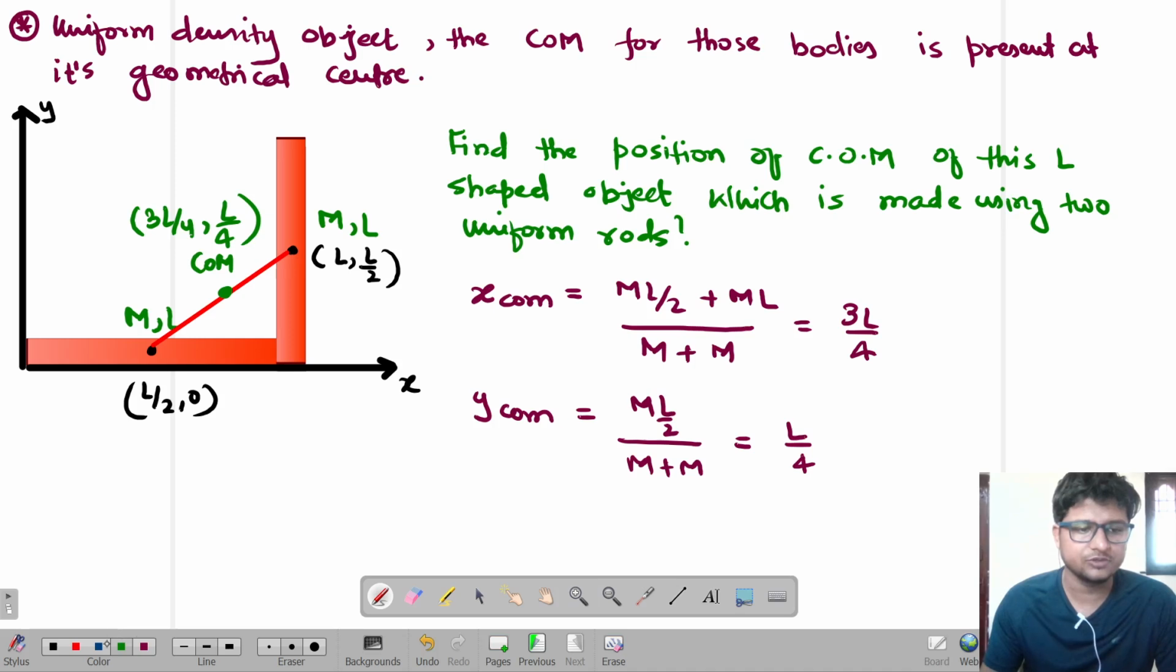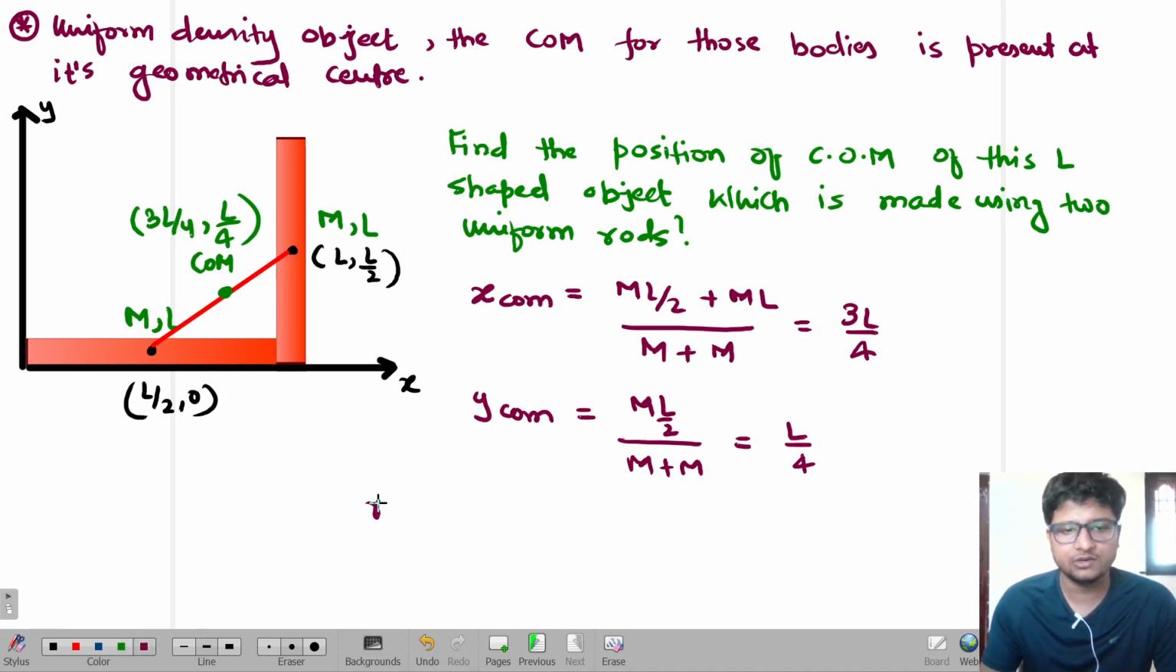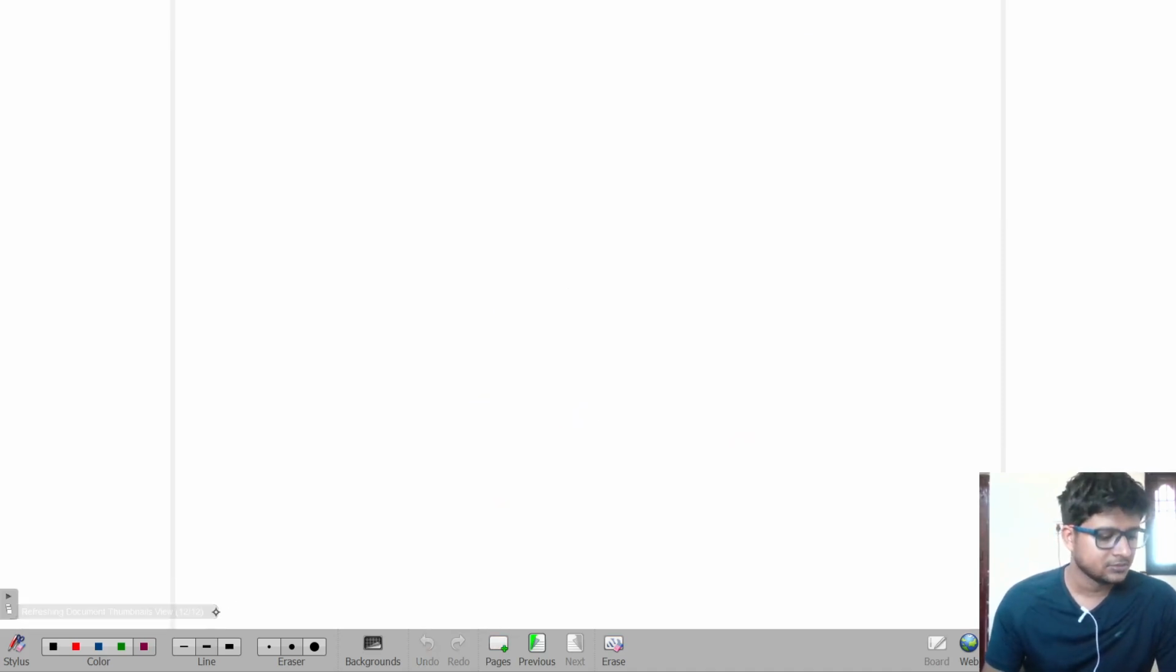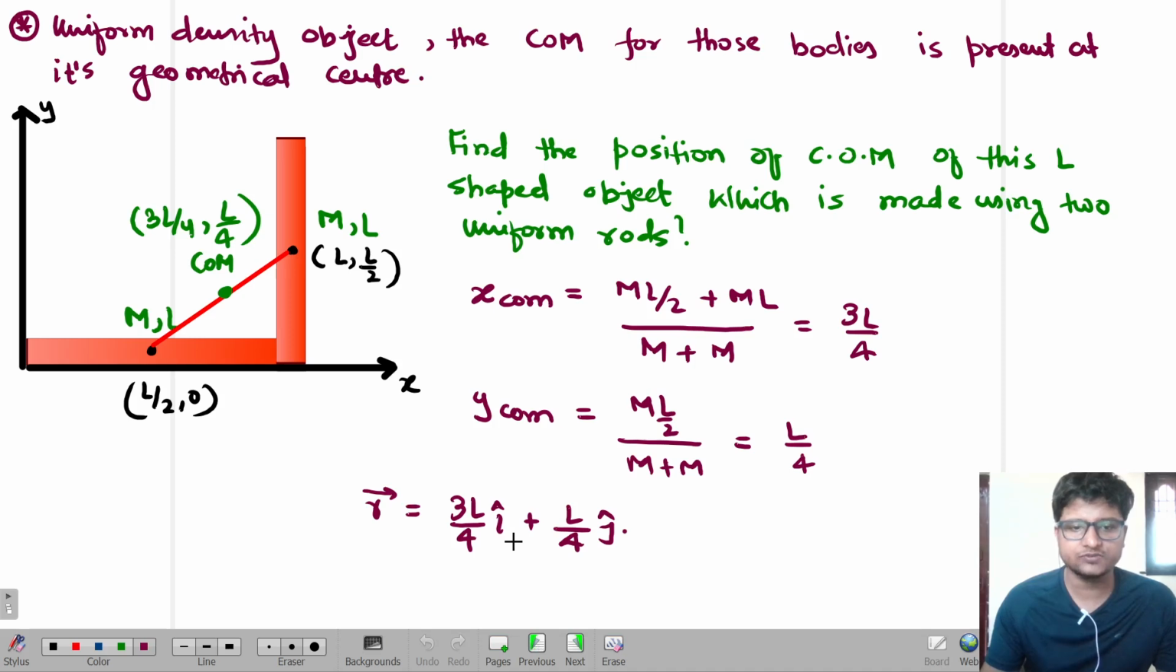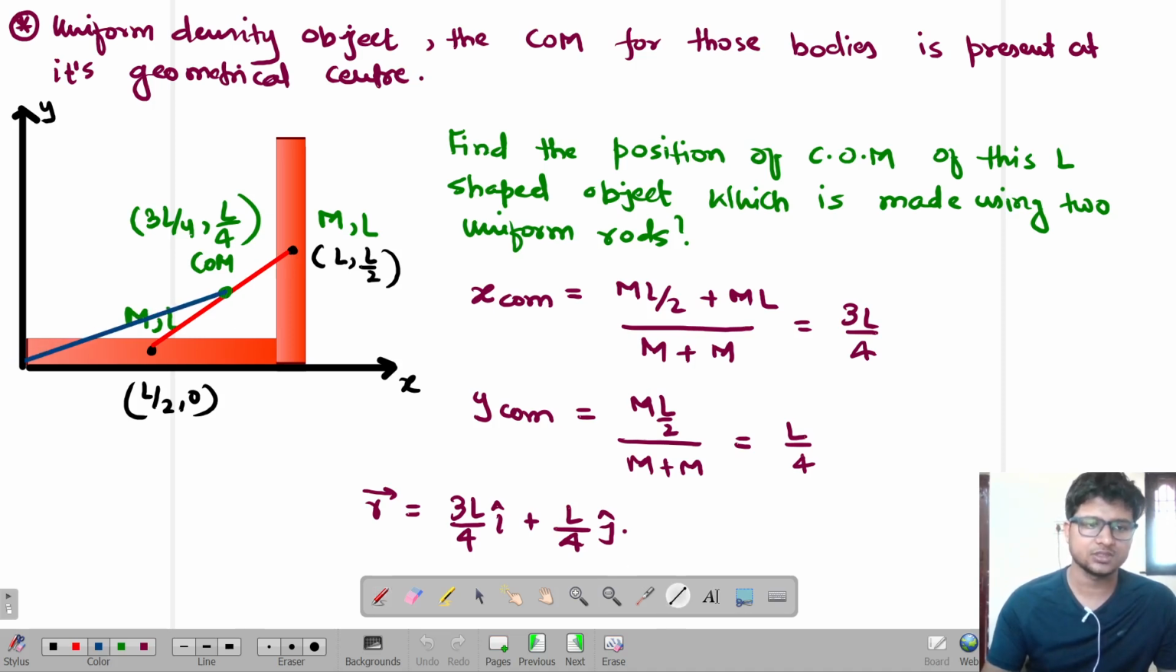Okay, so basically in position vector form, we can write R vector is equal to 3L by 4 i cap plus L by 4 j cap. Okay, can I move ahead? So see, in the exam, in NEET, this was not the question. In NEET, they asked what is the angle made by this center of mass with respect to the origin? Are you able to get me or not?